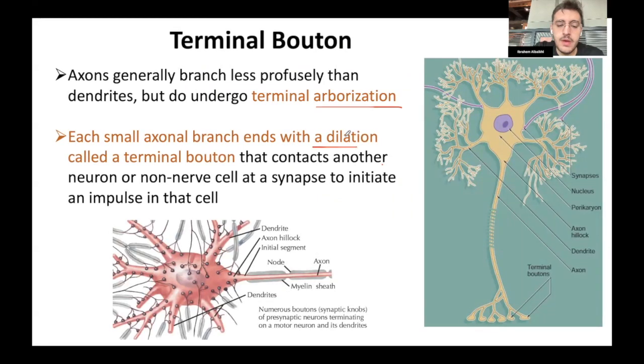And finally, you have your axon terminal or terminal bouton. And this is what happens when the axon undergoes arborization or division. And what happens is that these terminals will form the presynaptic terminal. As you can see here, this is a synapse. This is an axon terminal here, and this is a postsynaptic terminal or the dendrite.